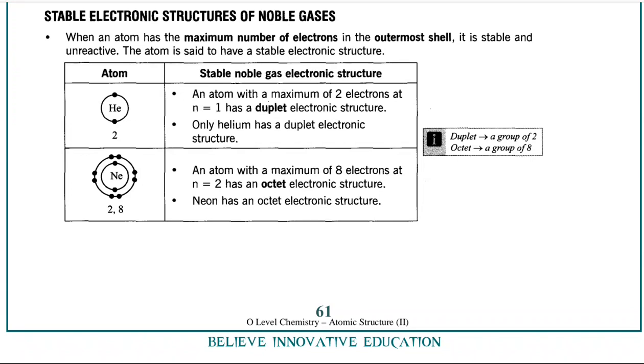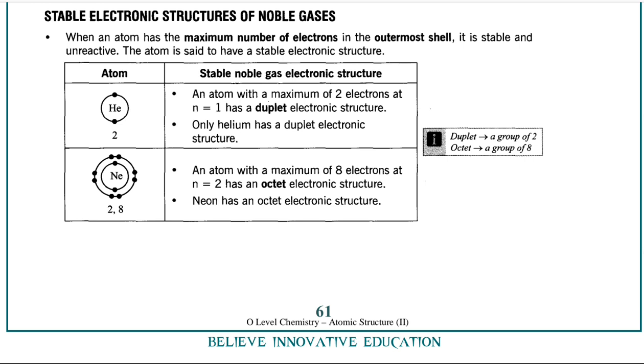In this lesson, we are going to be looking at the stable electronic structures, or stable electronic configurations, for what we term noble gases. In the previous video, we were talking about valences and saying that valences are the outermost electrons, or electrons which are in the outermost shell.